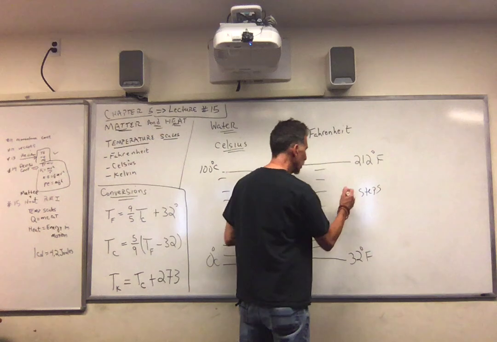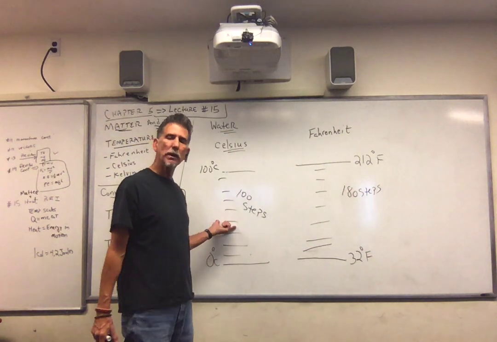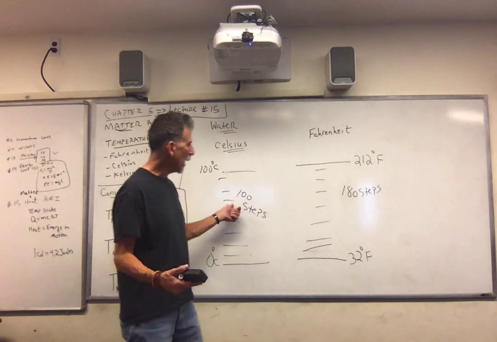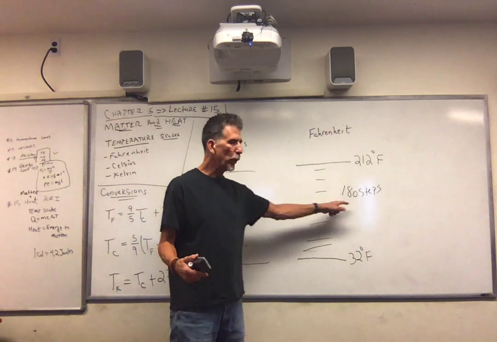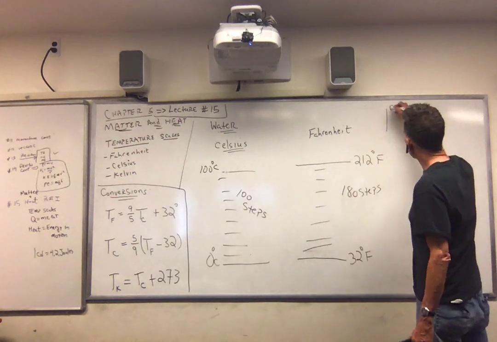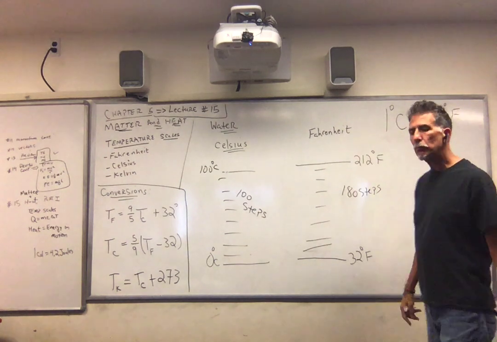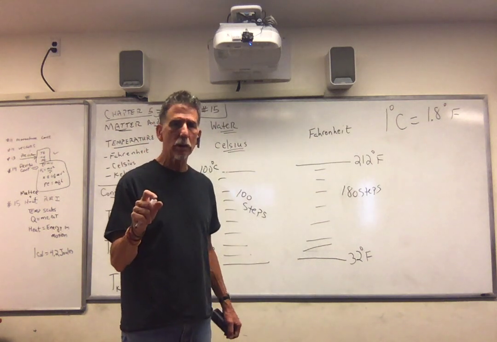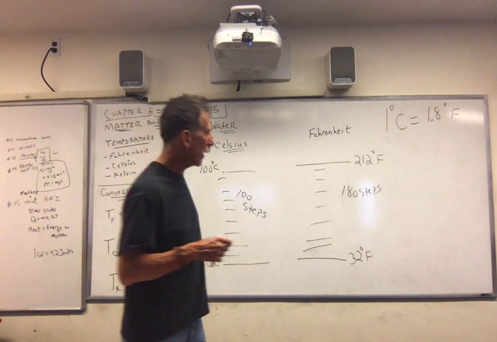I said 200. Suppose this is 180 steps. Now, what steps are larger? Well, the Celsius steps are still larger, greater than the Fahrenheit steps. By how much? Well, it's not quite 2 times greater. Instead, it's 1.8 times greater. So here's what I'm saying. I'm saying 1 degree Celsius is 1.8 degrees Fahrenheit. If you change the temperature by 1 degree Celsius, how many degrees have you changed the temperature Fahrenheit? 1.8.